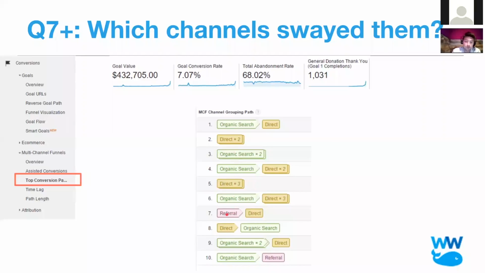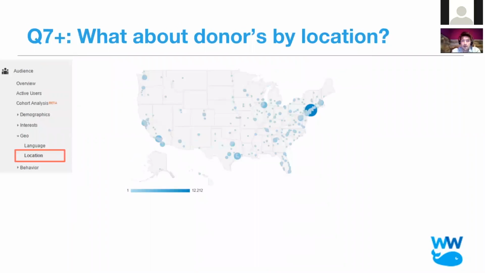Down here, we get referrals. So another site referred them to the site, and then they went back and direct. And you get to see in context how we can then use multi-channel conversion paths and assisted conversions to understand the relationship here. Another way to answer question 7, bonus here.